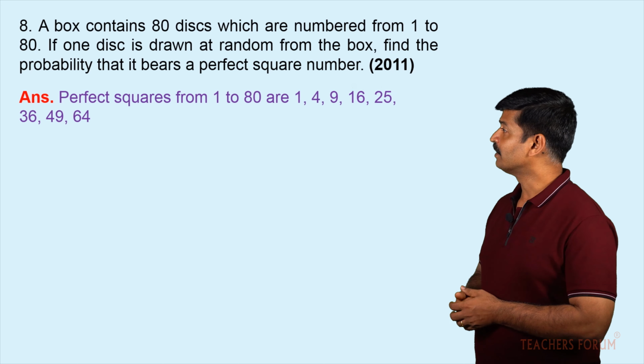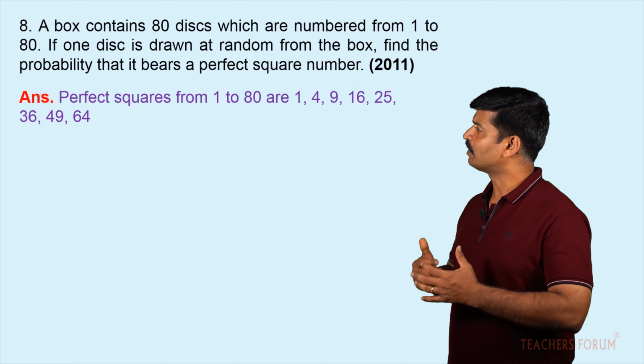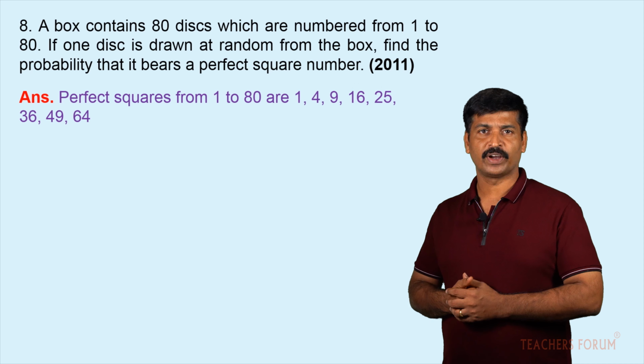So how many are there? There are 8 numbers. 8 perfect squares are there. So what is the probability of getting a perfect square?